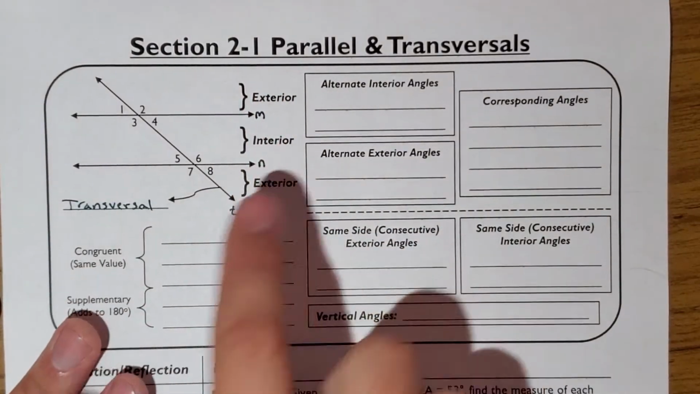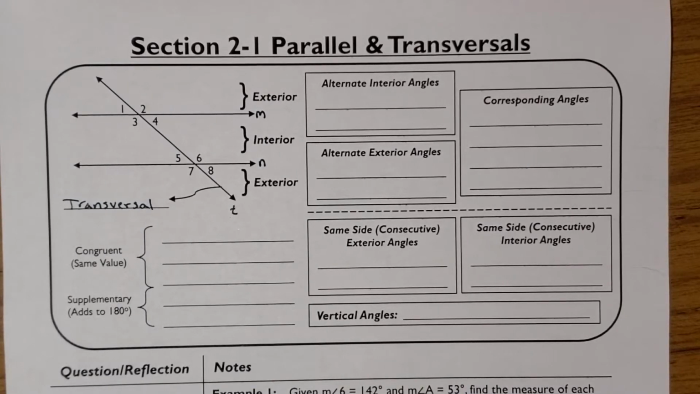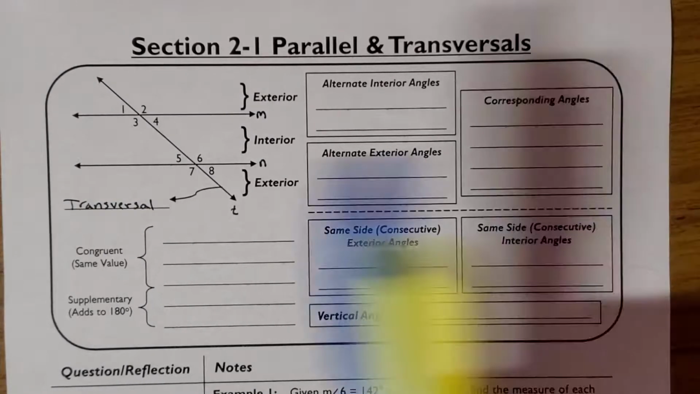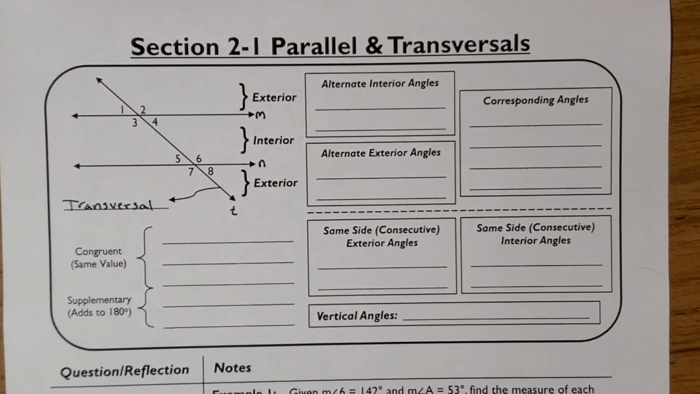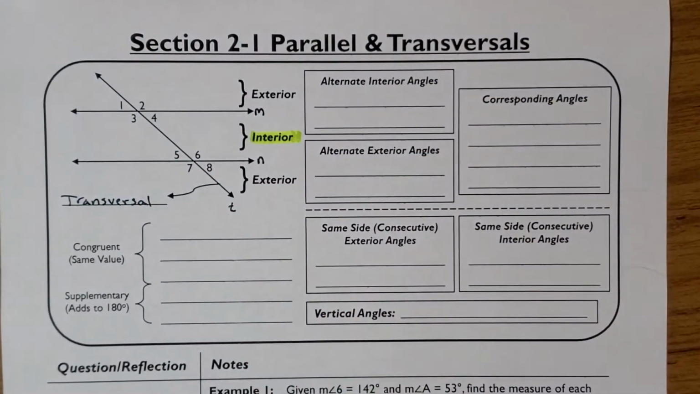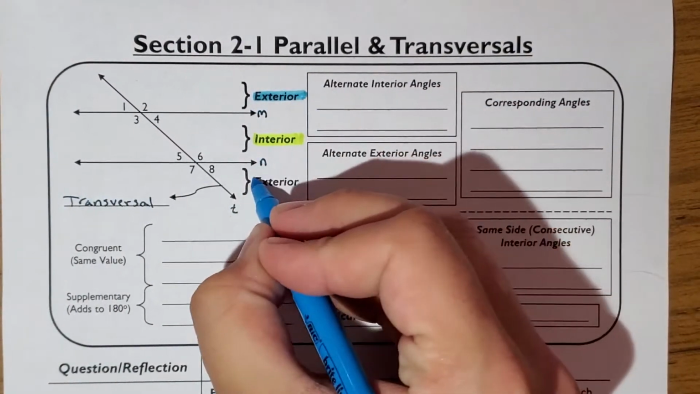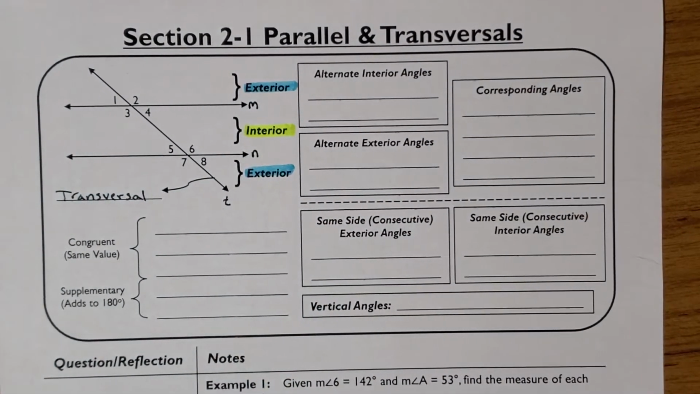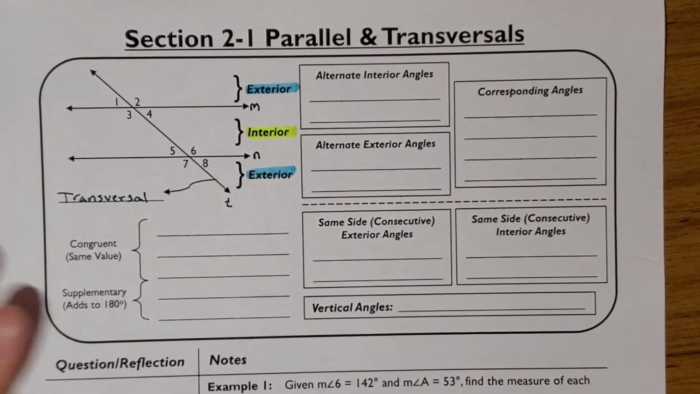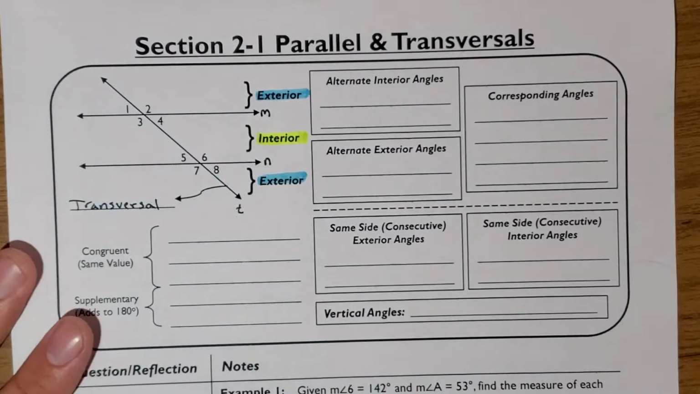So before we get into this too, we got to talk about a couple things. Firstly, you can see that I have this exterior and interior piece written there. Exterior and interior. I brought some markers with me, and we're going to use these markers to do a little bit of highlighting. I'm going to go ahead and highlight interior with yellow and exterior with blue.